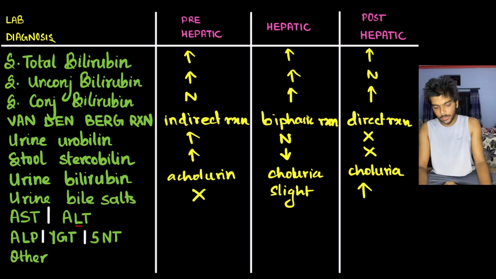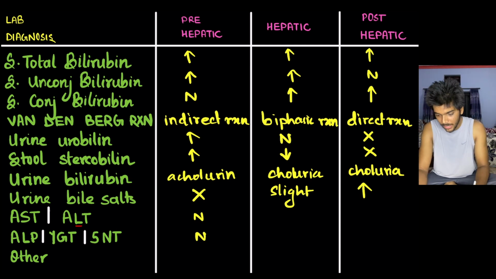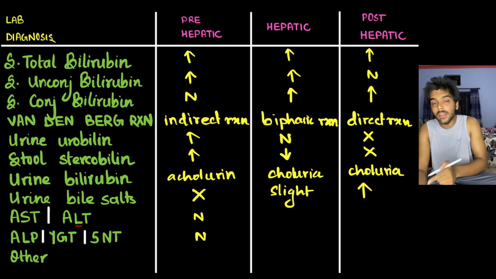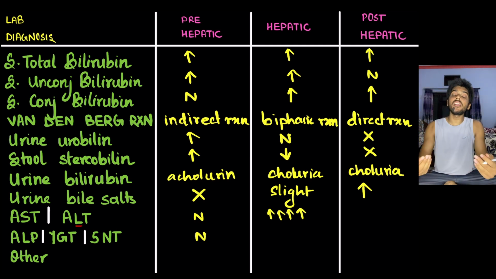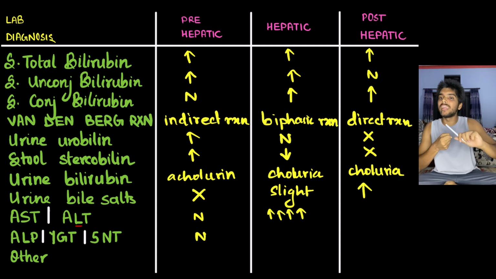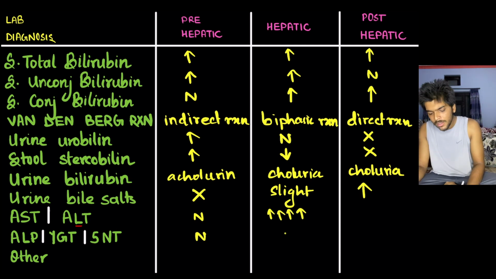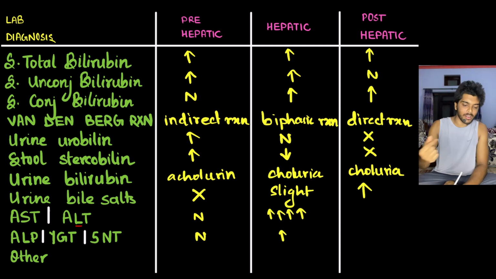AST, ALT. Okay. Prehepatic, AST, ALT level is normal. ALP, gamma GT level is also normal. We need to distinguish between hepatic and post-hepatic jaundice. In hepatic jaundice, since first there is hepatocellular damage, there is leakage of AST, ALT. So there is fast and significant rise in AST, ALT. But later on, due to swelling of the cell, compression and blockage of the bile canaliculi, the bile canalicular enzymes get pushed back into the cell and into the circulation. So a delayed and minor rise takes place.